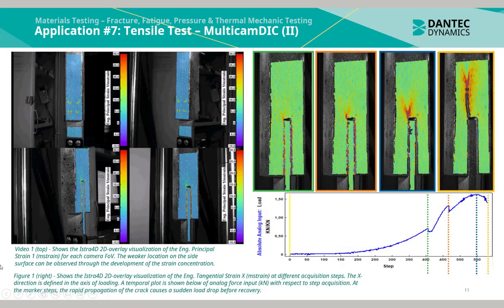Video 1 to the top shows the EduDIC 2D overlay visualization of the engineering principal strain for each camera field of view. The weaker location on the side surface can be observed through the development of the strain concentration.